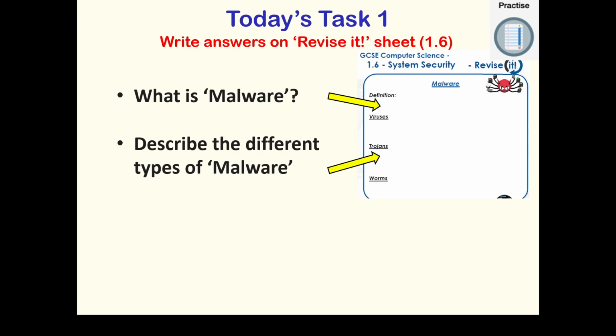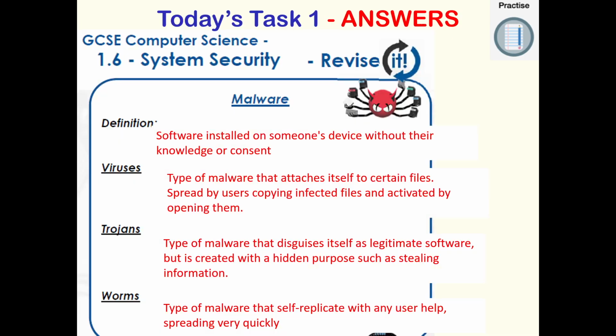Okay, hopefully you've had time to write your answers down. Let's check. Viruses: a type of malware that attaches itself to certain files, spread by the user copying infected files and opening them. Trojans: a type of malware that disguises itself as legitimate, real software, but it has a hidden purpose. And worms: a type of malware that self-replicates. It makes copies of itself without any user help. They spread very quickly. Check your answers, please, before moving on.